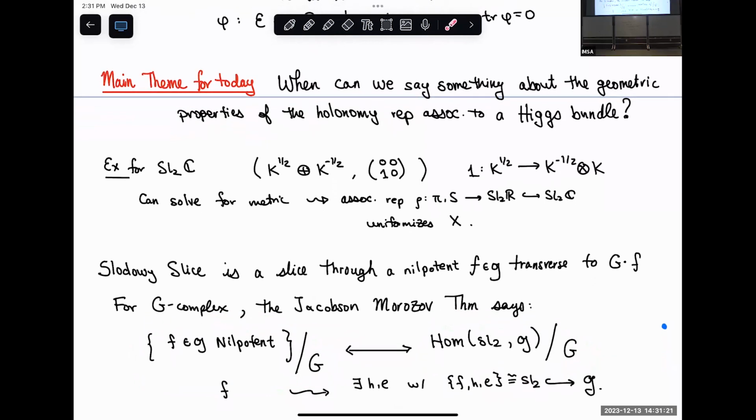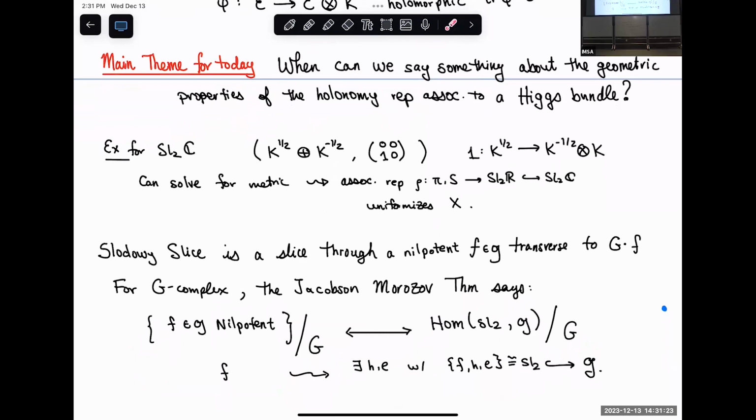So in particular, how does it work, or what does it say? It says that if I start with a nilpotent element F, then there's a way of completing it to an H and an E, such that F, H, and E define a subalgebra of G isomorphic to SL2.